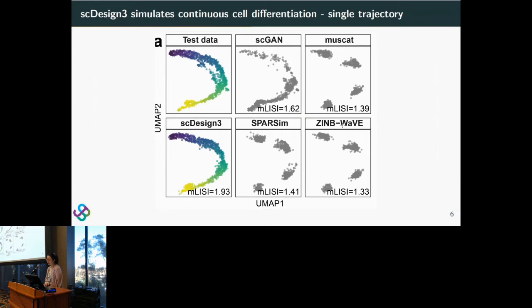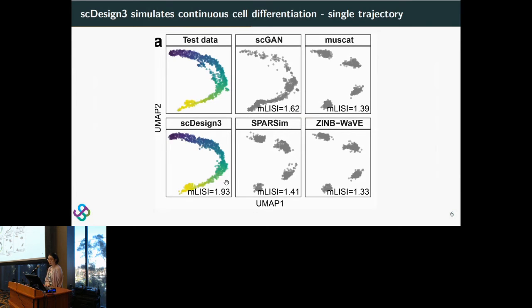And in here, we first divide the data set into the training data and testing data. And for the training data, we inputted this training data into 5 different simulators, including scDesign3 as the reference data set. As you can see here, our simulator scDesign3 will capture these continuous trajectories, while some other simulators make this data more discrete-like instead of showing the continuous trajectories. And that's the visual check of the performance.